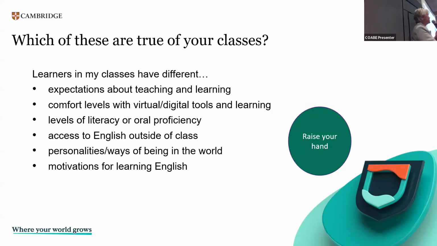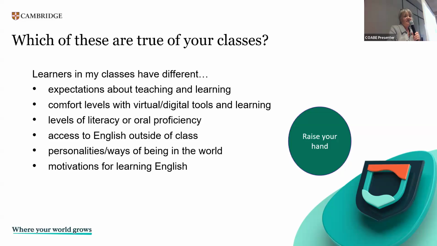And there might be a mismatch. Some people have really high oral skills and less developed literacy, and vice versa. How about access to English outside of the classroom? And how about different personalities and ways of being in the world and different motivations? So now if I ask you the question, do you have a multi-level class? How many of you would raise your hand? I mean, every class is multi-ability, right? And is made up of people with a variety of backgrounds.